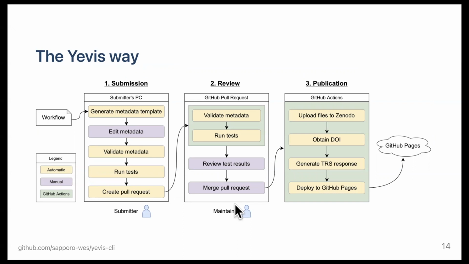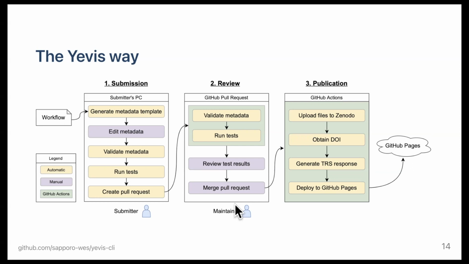The process of publishing workflows with Yevis has three steps: submission, review, and publication. These yellow boxes are actions automatically done by our CLI client. Metadata template generation, metadata validation, running tests, and uploading contents to Zenodo for persistence are performed by the client. This system is especially powerful and critical for an individual or a community that wants to share workflows but without the expertise and computational resources.